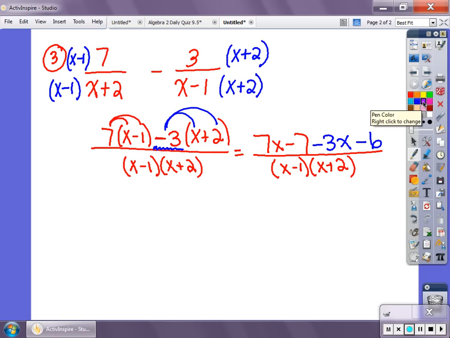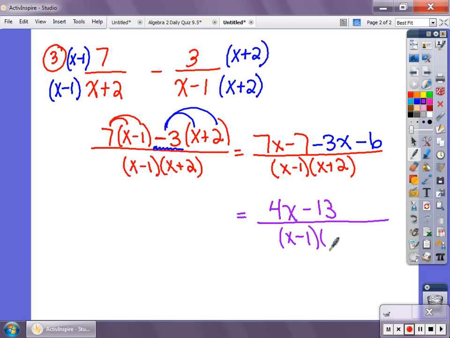Now we just have to combine our like terms. 7x minus 3x is 4x. Negative 7 minus 6 is negative 13 over the x minus 1 and the x plus 2.